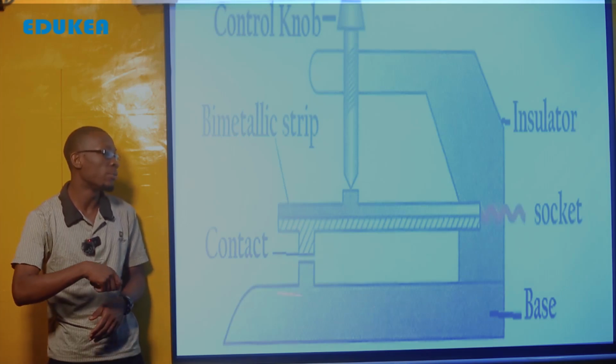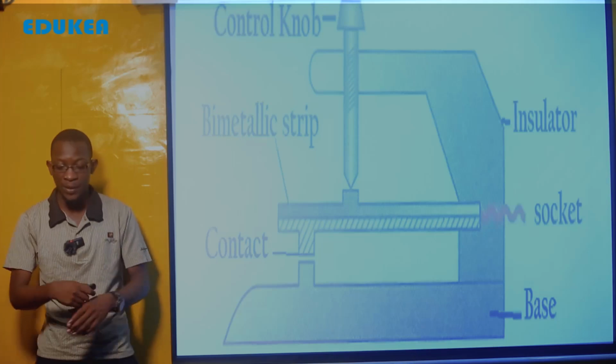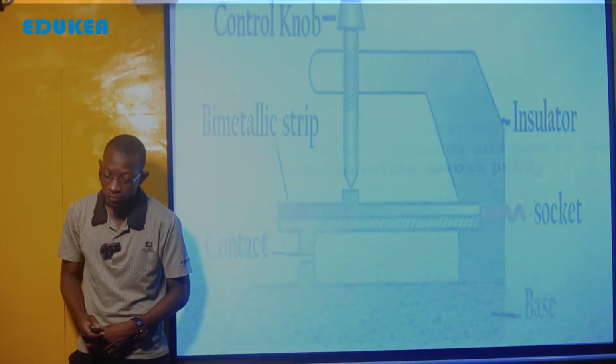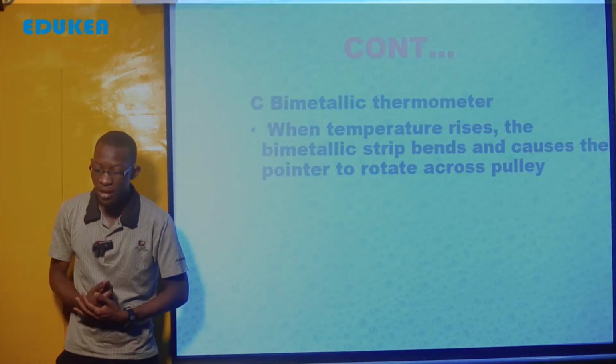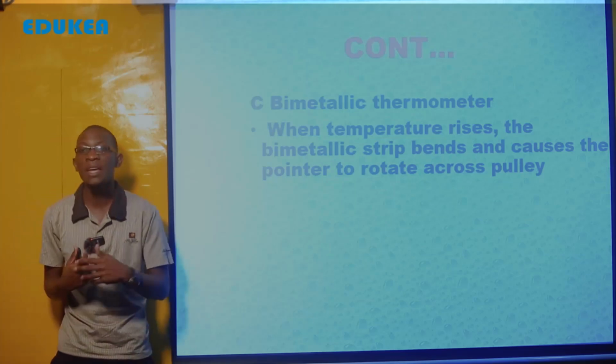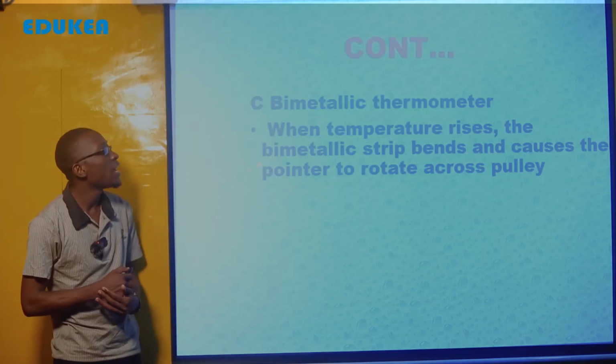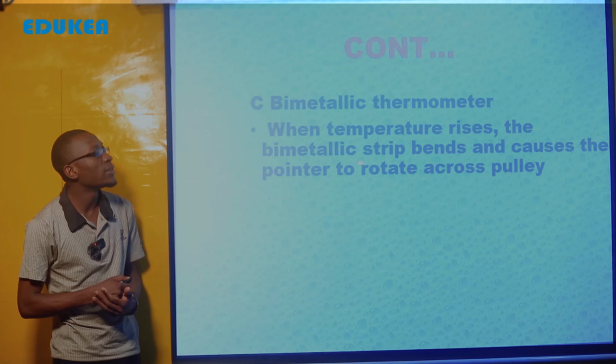Another thing is the bimetallic thermometer. There is something known as a bimetallic thermometer. When the temperature rises, the bimetallic strip bends, which causes the pointer to rotate across the pole.